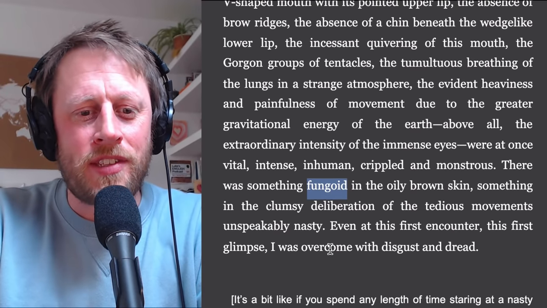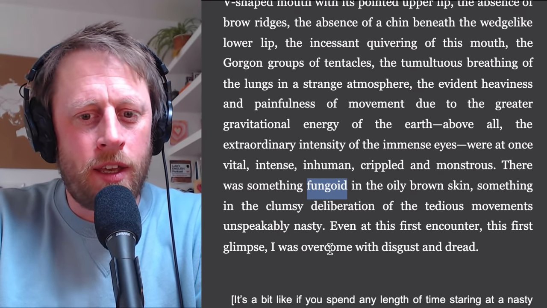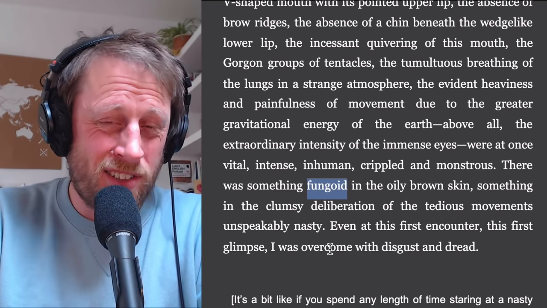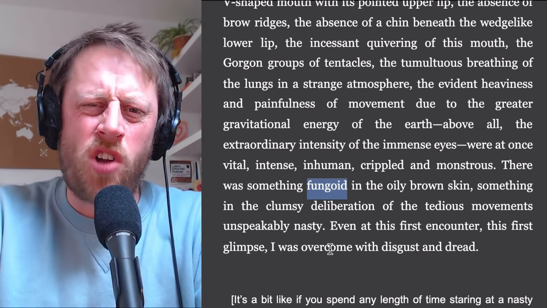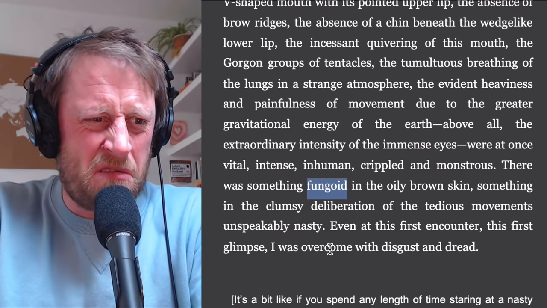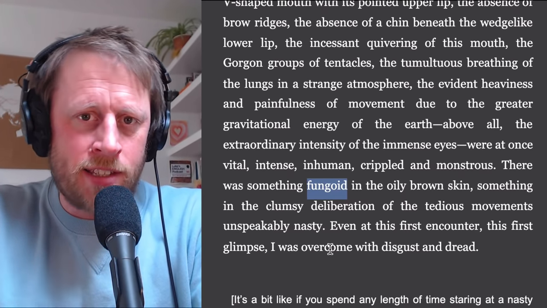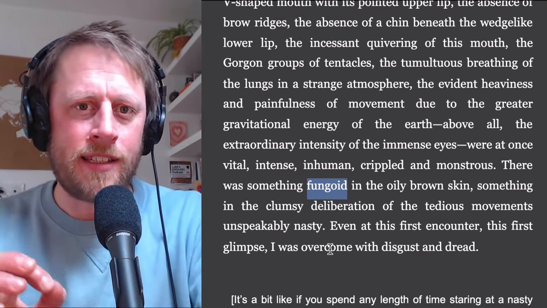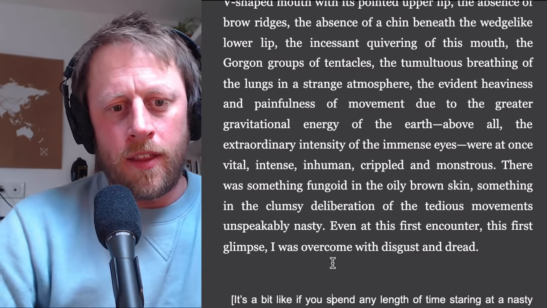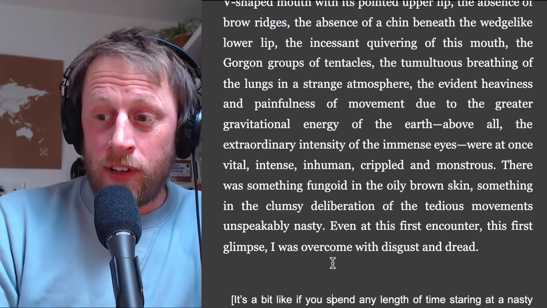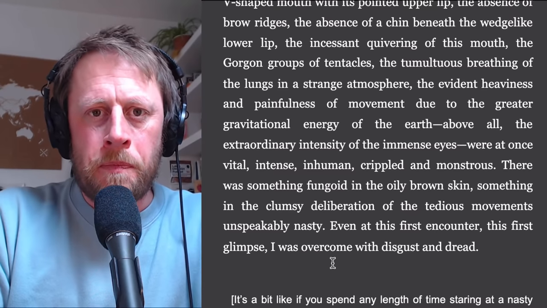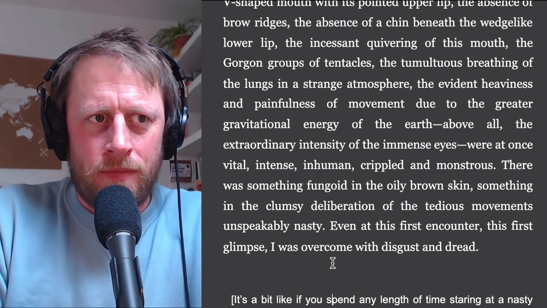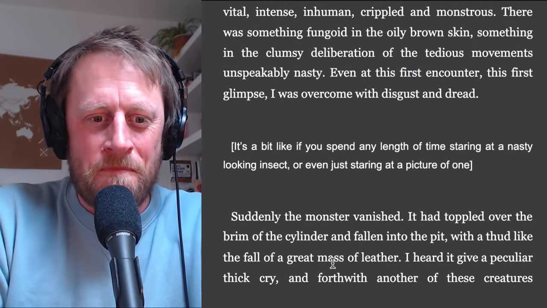And I feel like this is a bit like if you spend any length of time staring at a nasty looking insect, or even just a picture of a nasty, horrible looking insect. Imagine the most horrible insect or spider. And staring at it, or staring at a picture of it, it kind of makes your skin crawl, almost sort of instinctively. That's what he was feeling. Just even glimpsing at this thing made him completely disgusted and full of dread, on an almost sort of genetic level.